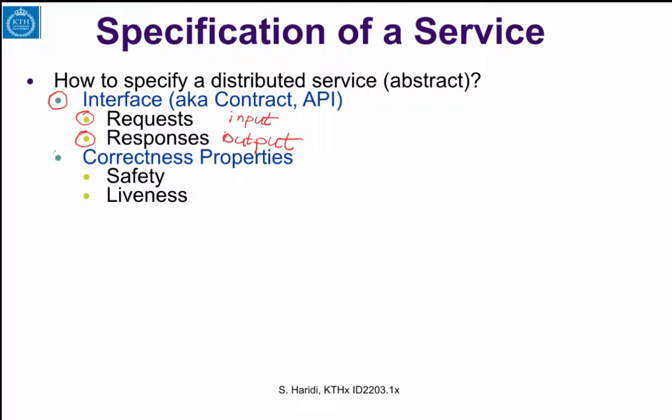Then we have to specify the correctness properties. To specify the correctness properties, we are going to look at sequences of requests and responses and specify what are the allowed sequences of request and response events. These, as you will see, will be divided into safety and liveness properties. We will talk about this in this lecture.